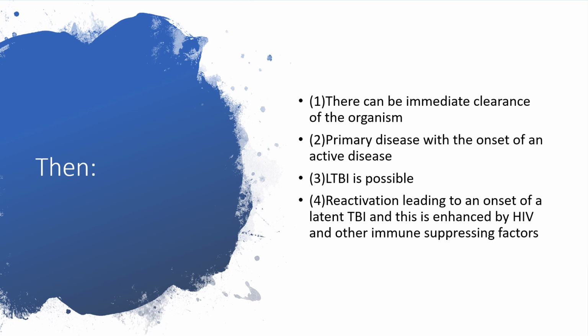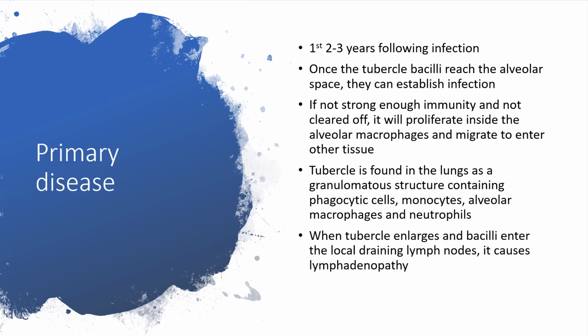That's what reactivation is. The primary disease will occur in the first 2-3 years following acquisition of the aerosol. Once the tuberculobacilli reach the alveoli, they can establish themselves as latent TB infection. If the immunity is strong enough, it clears them off. But if it's not strong enough and they are not cleared off, then proliferation will start inside the alveolar macrophages and migrate to enter other tissues.